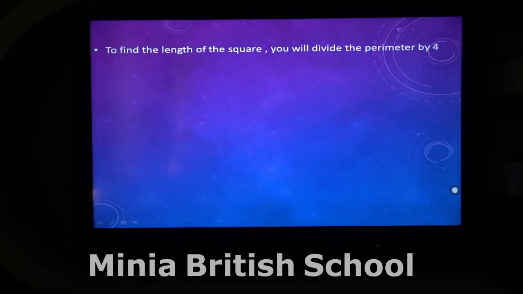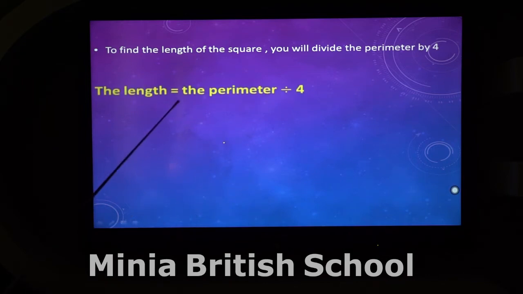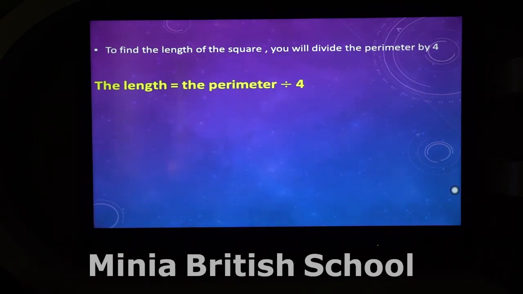Okay, if we have the perimeter and we need the length, what should we do? We said before the perimeter of the square equals side length times 4. To find the length, divide the perimeter by 4. This is for what? For square or rectangle? For square only. So to find the length when you have the perimeter, divide this perimeter by 4. But in the main rule, the perimeter equals side length times 4, not divided, times.